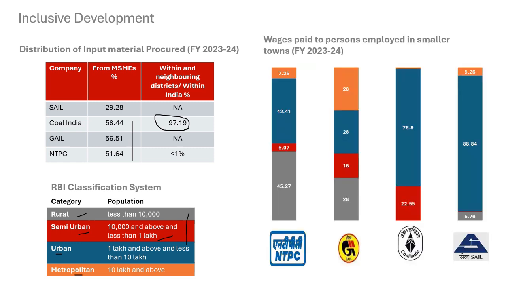If we see the distribution of wages for these entities, a noticeable chunk is paid in the rural and in the semi-urban areas. As a part of this disclosure, the entities also need to elaborate their policies for job creation and retention of workers in smaller towns.